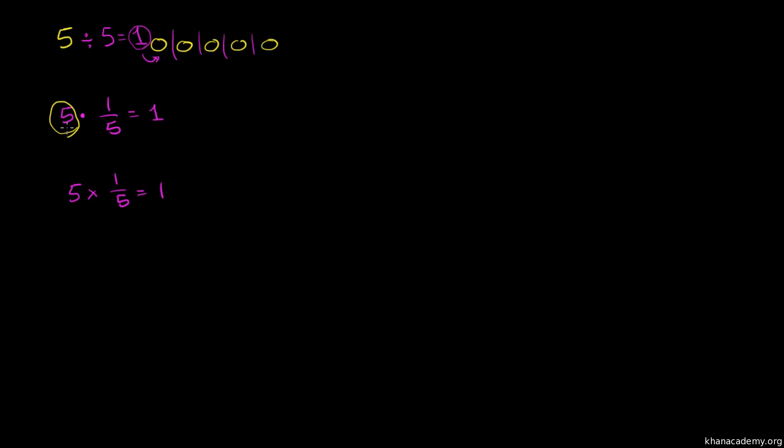So 5 times 1/5 is equal to 1, but that's just because 5 times 1/5 is the same thing as 5 divided by 5. If you were to actually multiply this out, if you actually take 5 times 1/5, this is equal to 5 over 1 times 1 over 5. You multiply the numerators, 5 times 1 is 5. Multiply the denominators, 1 times 5 is 5. So you have 5/5, and 5/5 is the exact same thing as 1.